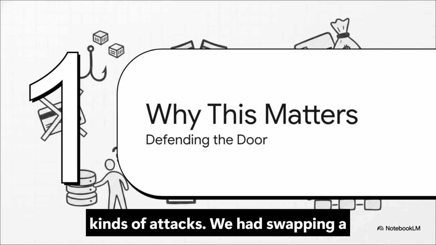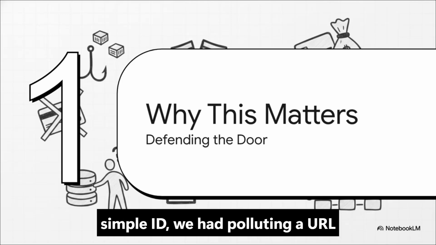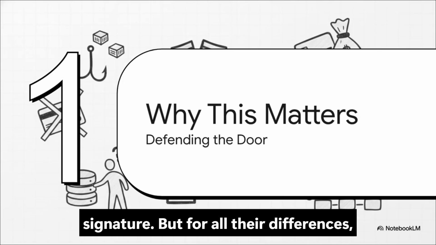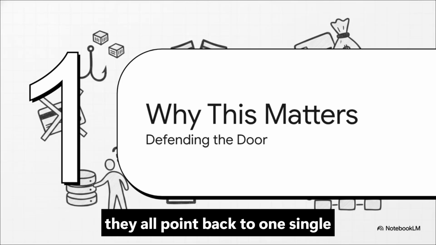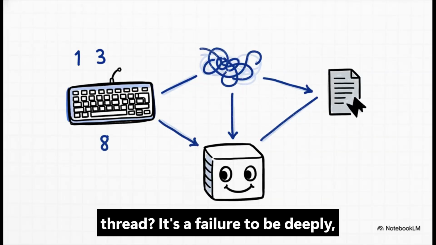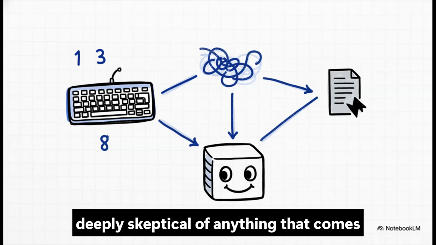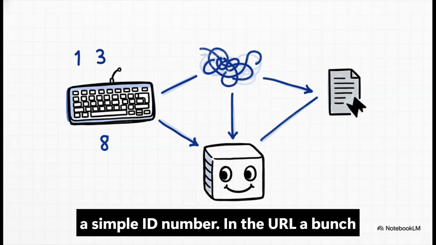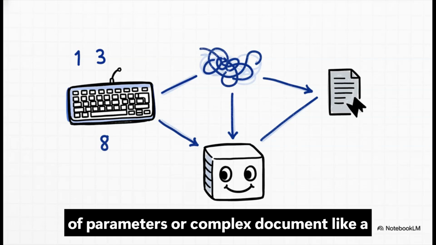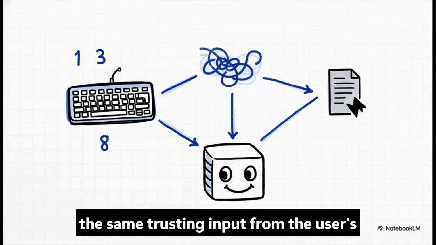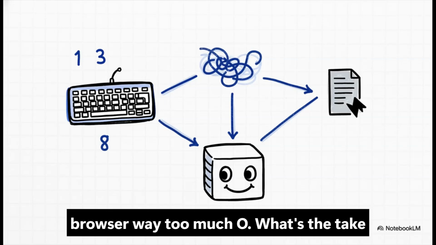Okay, so we've just walked through 3 really different kinds of attacks, right? We had swapping a simple ID, we had polluting a URL parameter, and we had wrapping a digital signature. But for all their differences, they all point back to one single critical weakness. What's the common thread? It's a failure to be deeply, deeply skeptical of anything that comes from the user. It doesn't matter if it's a simple ID number in a URL, a bunch of parameters, or a complex document like a SAML assertion. The root cause is always the same, trusting input from the user's browser way too much.